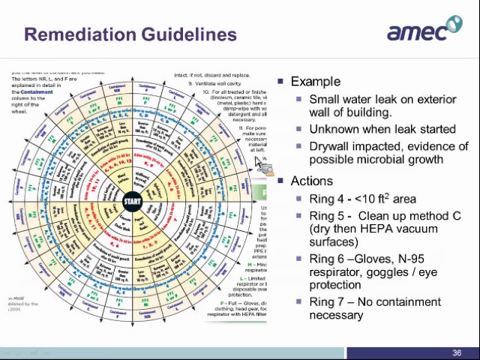Just to give you an example, say you had a small water leak on an exterior building, with an unknown time frame for when it happened, the drywall's impacted, and there's evidence of some possible microbial growth. You go into the rings and you say, okay, there's less than 10 square feet of microbial growth there. Therefore, we can clean up with method C, which means drying and then HEPA vacuuming the surfaces. The type of PPE would be gloves, an N95 respirator, and goggles. And then ring 7 says there's no containment necessary. So it's just another tool, very similar to the table. It just depends on what you'd rather use.